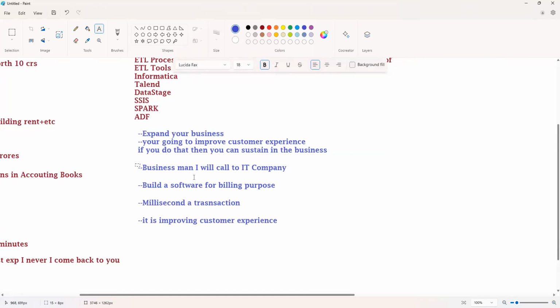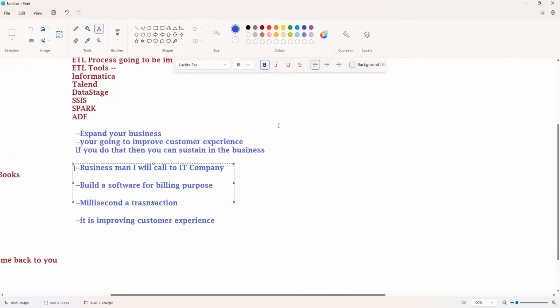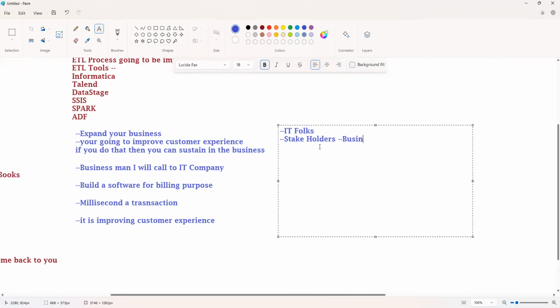Now, when you are calling an IT company for the business, who are all part of it? What are the roles associated with it? The business going to be there, and there are IT folks. The business people we can call stakeholders. Stakeholders are nothing but business folks, and business folks will talk to the IT management.